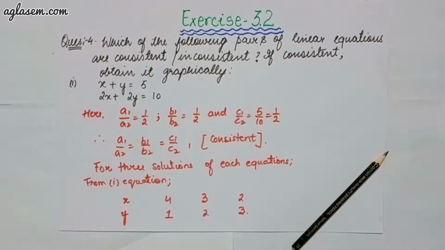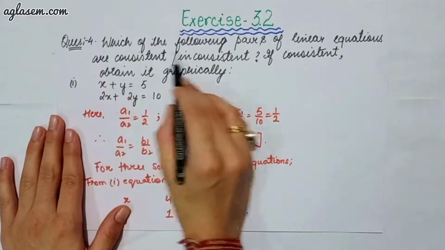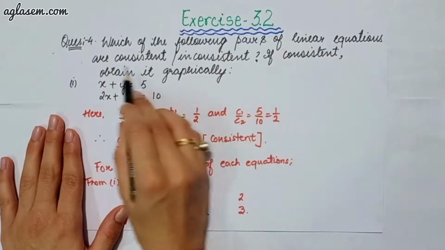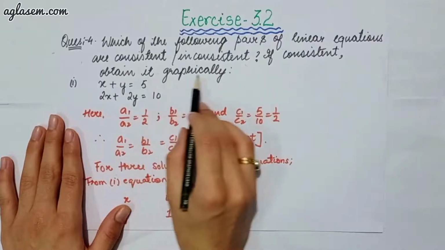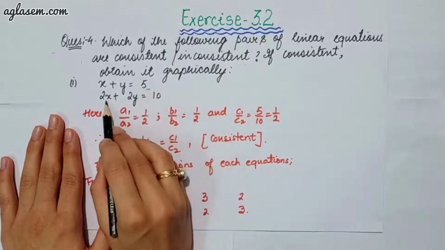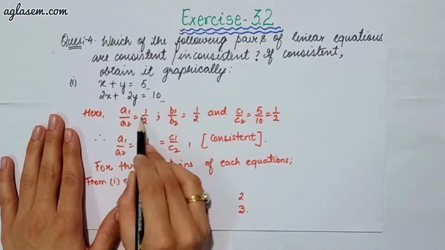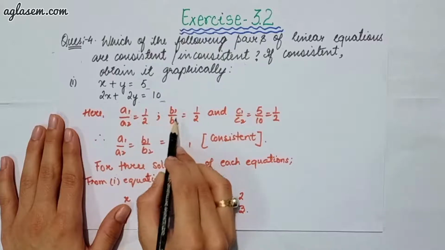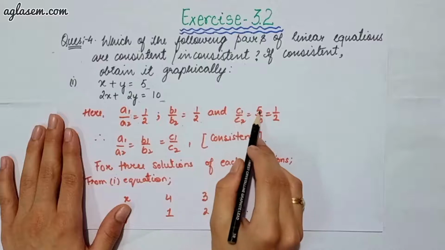So starting with the second and the rest of the questions, that is question number 4, which says: which of the following pairs of linear equations are consistent and inconsistent? If consistent, obtain it graphically. So the first part says x plus y is equal to 5 and 2x plus 2y is equal to 10. So here a1 divided by a2 is equal to 1 by 2 and b1 divided by b2 is equal to 1 by 2 and c1 divided by c2 is equal to 5 by 10.